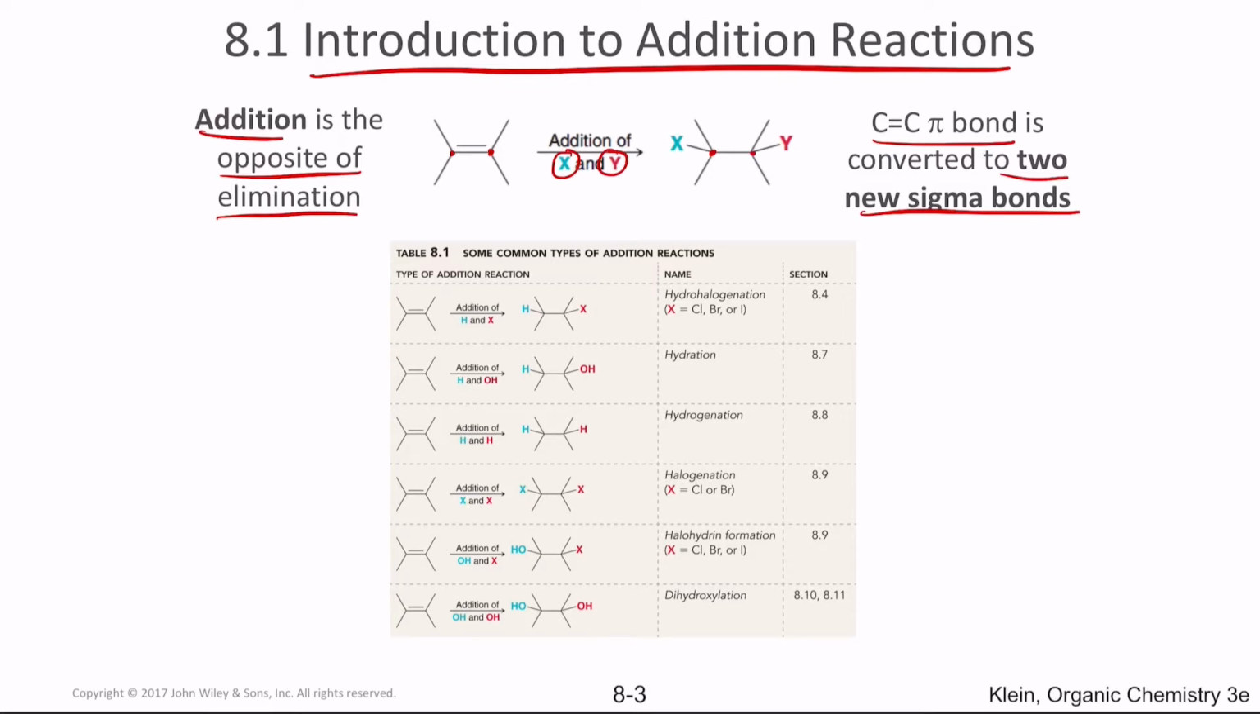So what are the types of addition reactions that you will generally see? Number 1 is hydrohalogenation. Hydrohalogenation requires on one side the addition of hydrogen, on the other side the addition of a halogen. The second type is hydration reaction, which involves the addition of a hydrogen and a hydroxyl group on the adjacent carbons. Hydrogenation, which requires addition of hydrogens. Halogenation, which requires addition of halogens on both sides. And you have halohydrin, which is a hydroxyl group and a halogen. And you have dihydroxylation, which requires 2 OH groups to be added.